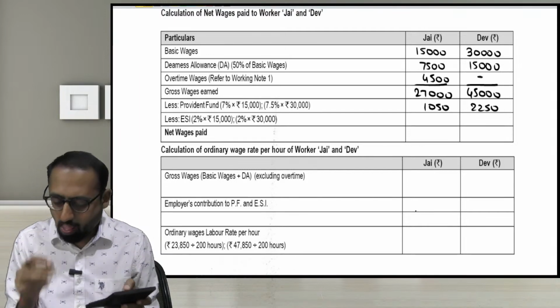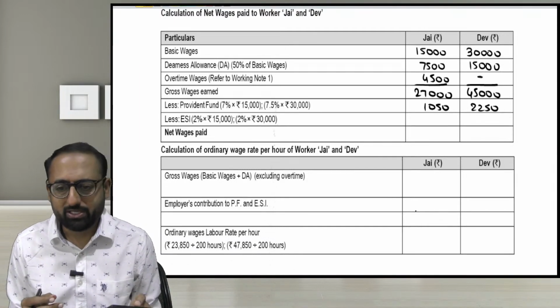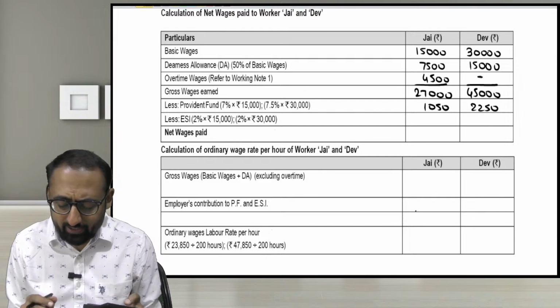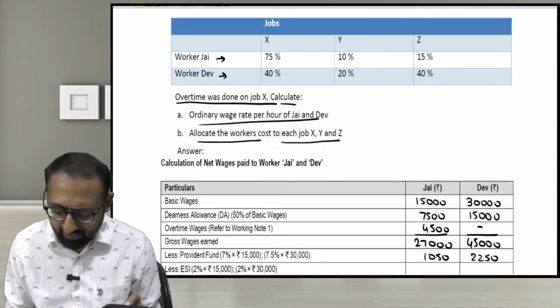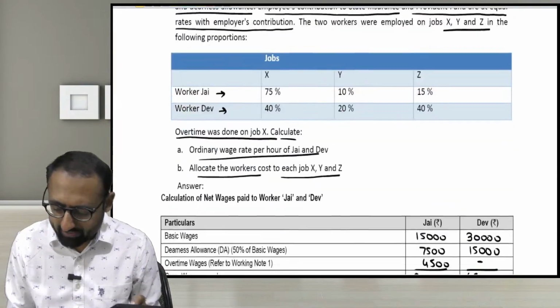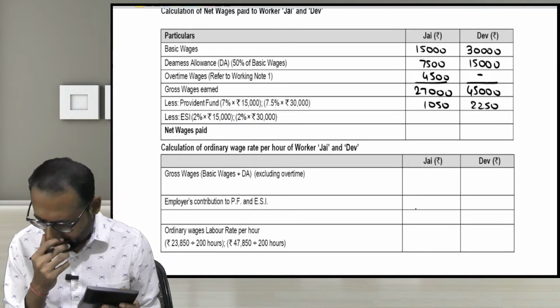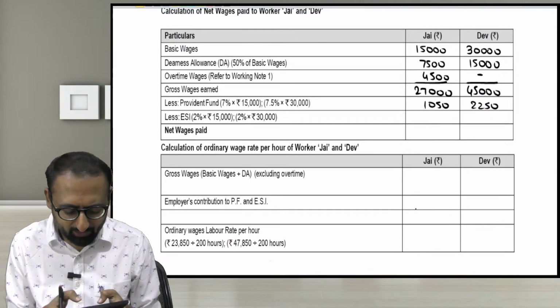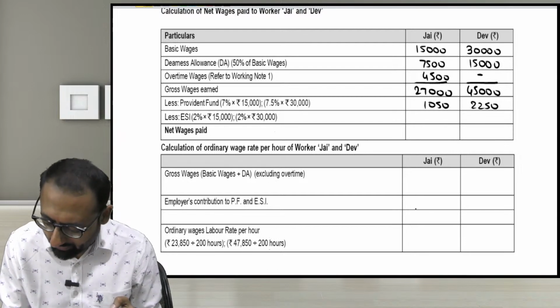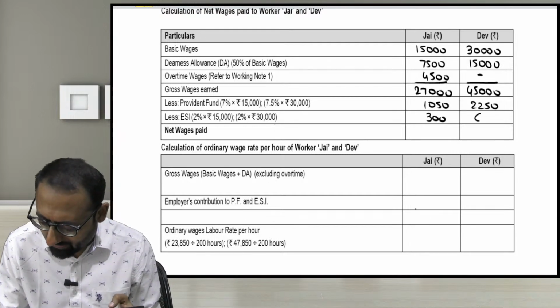Okay. Employer's contribution to state insurance, you can check that. How much it is, guys? 2% and 2%. Is it equal? 2% and 2%. Okay. So 2% and 2%. Now you can check that 15,000 multiplied by 2%. It will be 300 and 600.